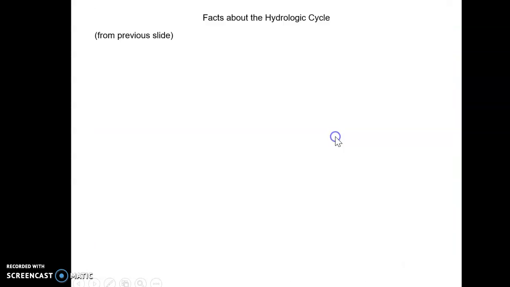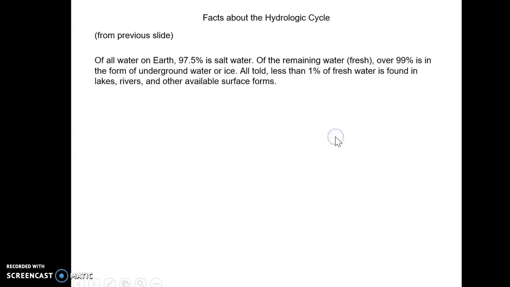What I have now are some facts relating to the previous slide about this. One is just that a huge amount, as we said, of all the fresh water is in the form of underground water or ice, and less than 1% of all fresh water is found in lakes, rivers, and other available surface forms. So as we have more people in the world and more uses per person, which tends to be the case as societies get wealthier, we have more pressure on fresh waters.